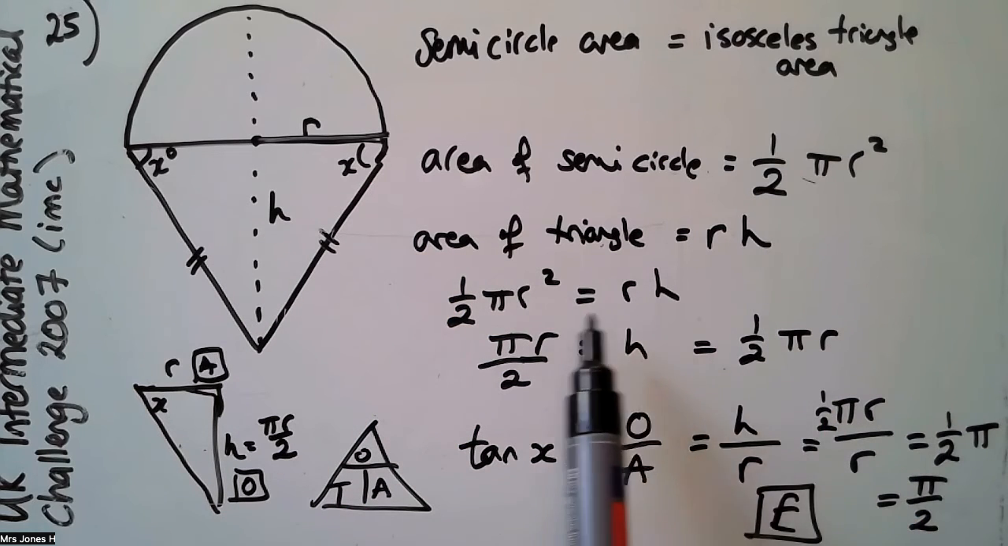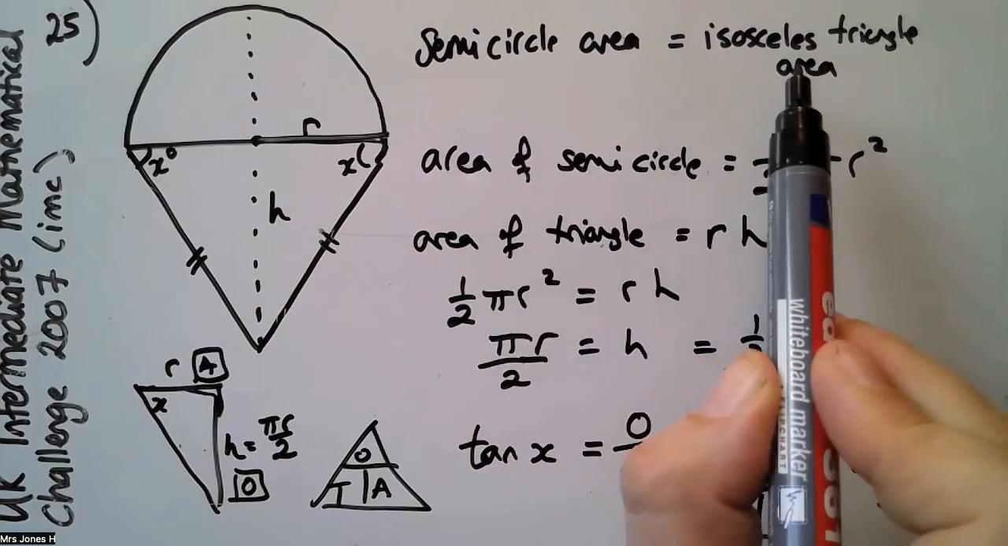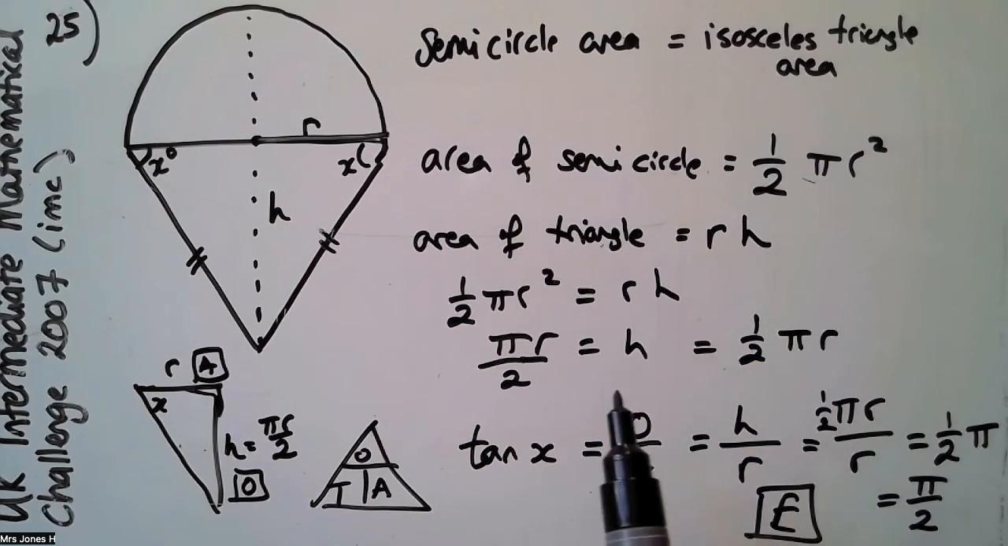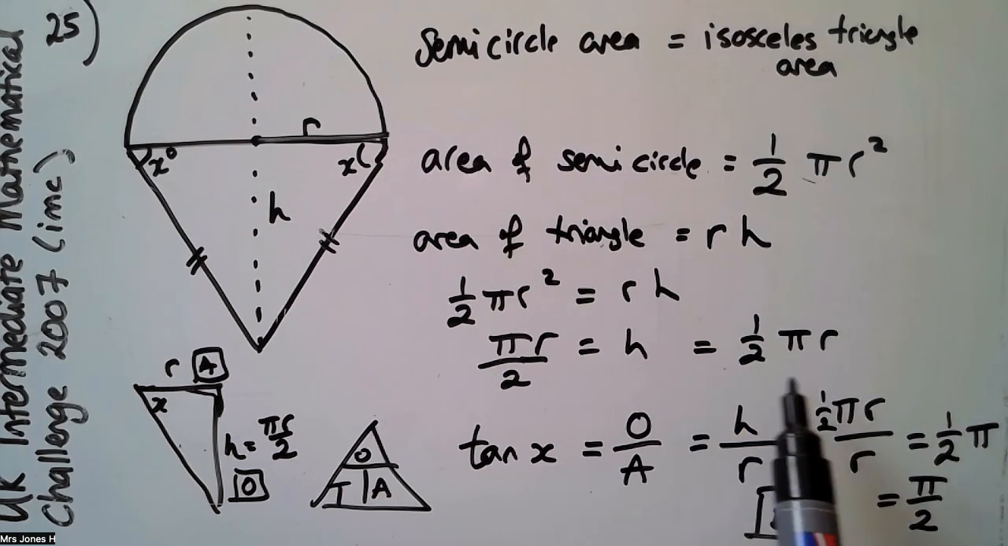We then put them equal to each other. This equation here, where we put the two equal to each other, and then we rearrange so that we've just got an h equals. Then when we come to using trigonometry, we're looking at our adjacent length and our opposite length. Tan x is going to equal the opposite length divided by the adjacent length, h over r, and then the r's cancel out, and we're left with just pi over 2.